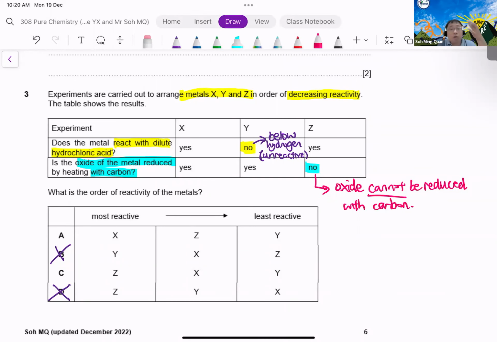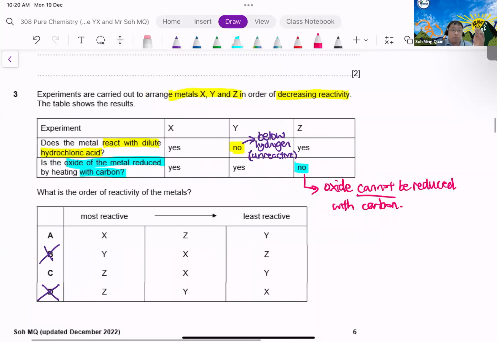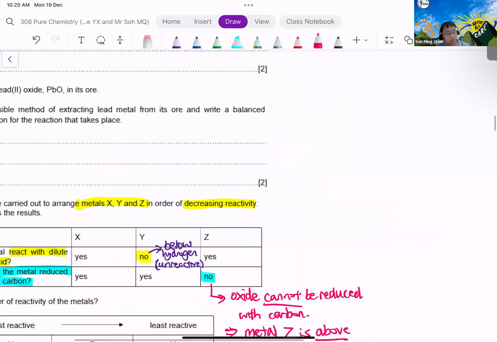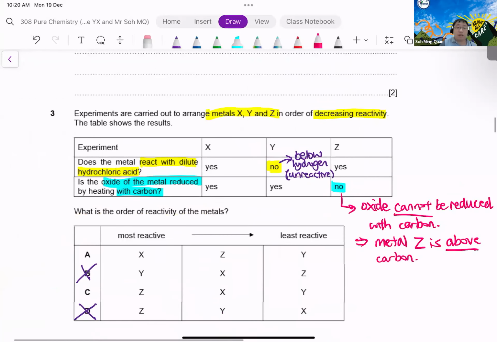Right? No means that the oxide cannot be reduced with carbon. So which oxides cannot be reduced? That means metal Z is above carbon. We have just learned that, right? Metals above carbon, their oxides cannot be reduced by carbon. So in this case, no means it's above carbon. Above carbon means very reactive.